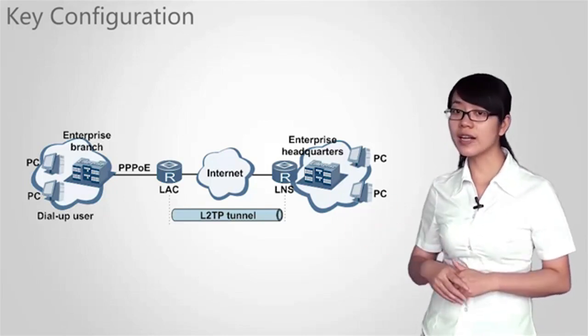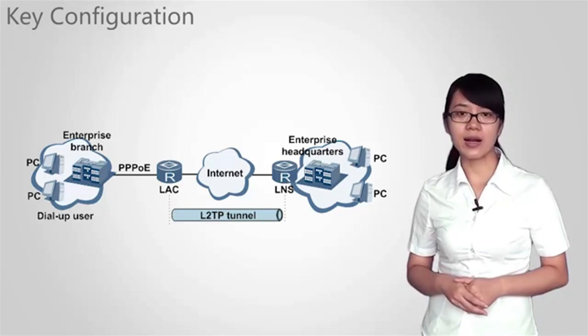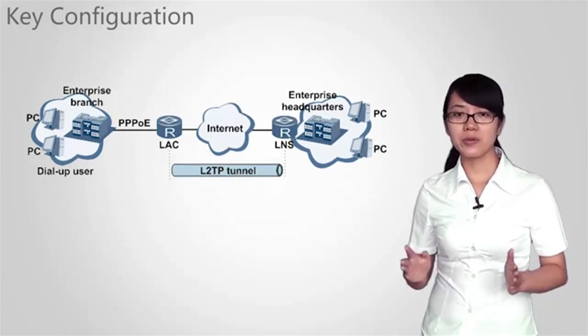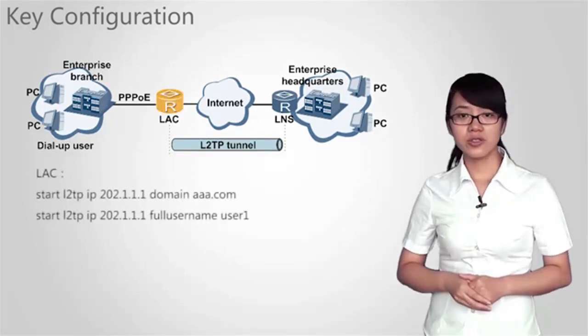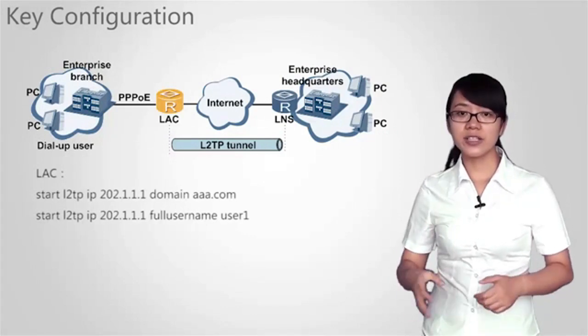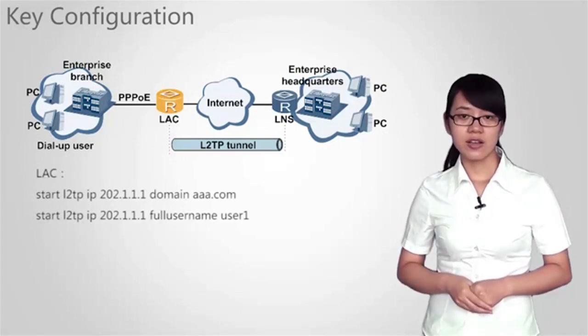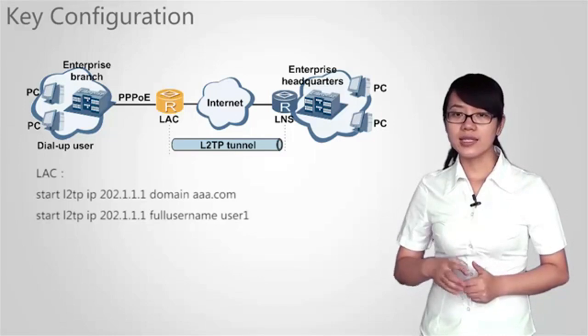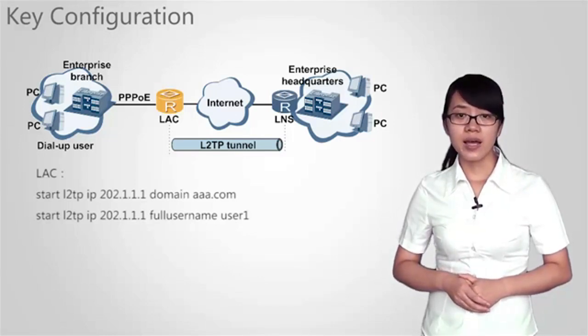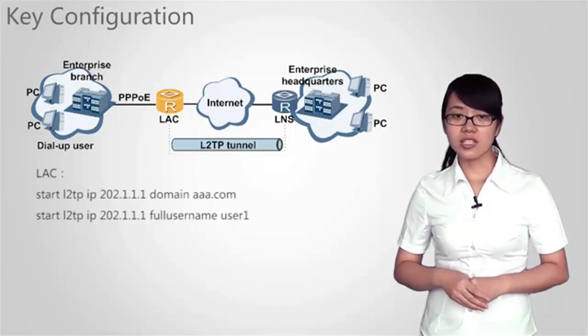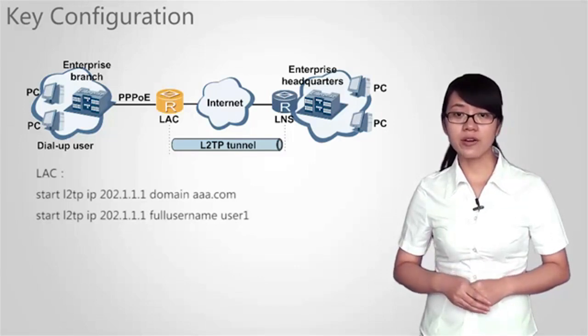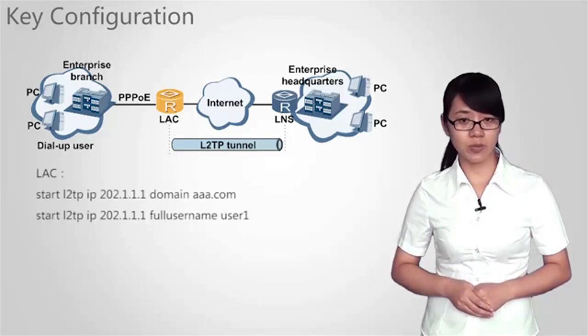Well, how to configure a device as a LAC or an LNS? You can run the start l2tp command to configure the device as the LAC. From the command, we can see that the LAC can set up an L2TP connection with the public network address of the LNS by usernames or domain names.